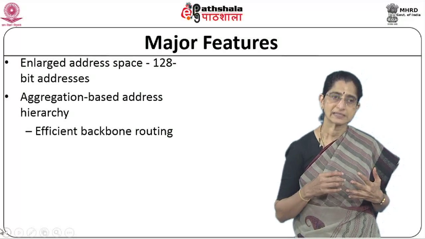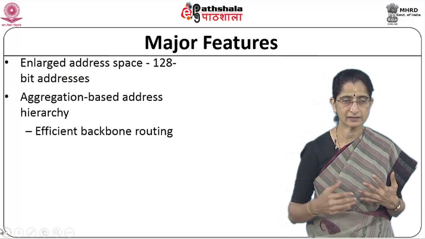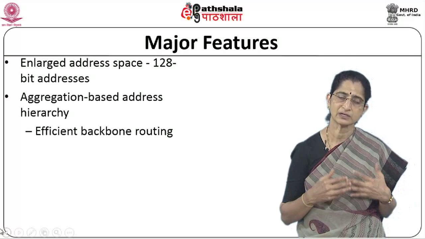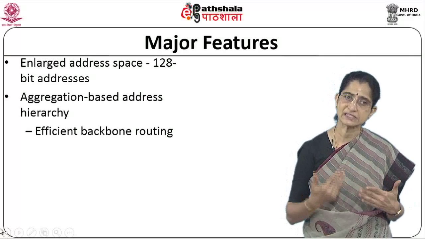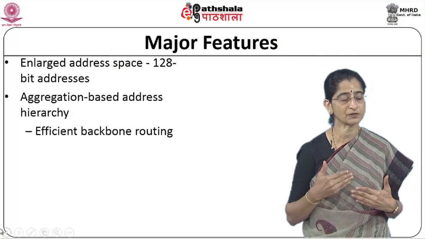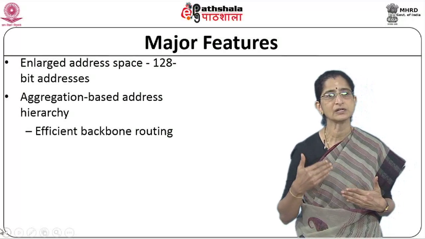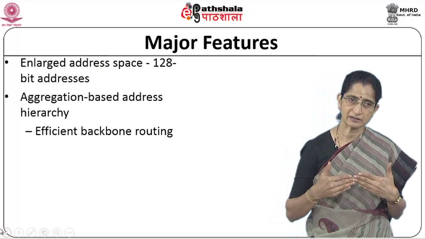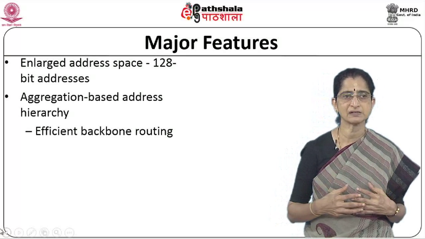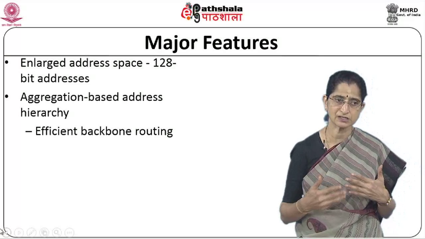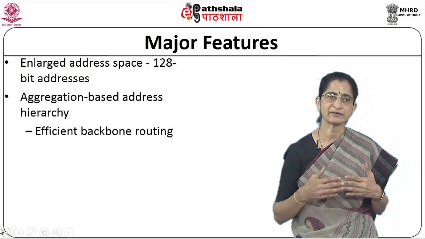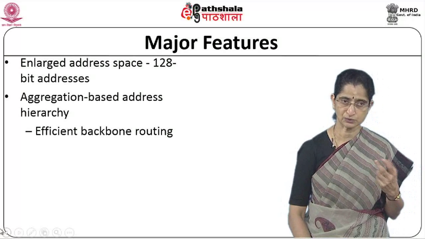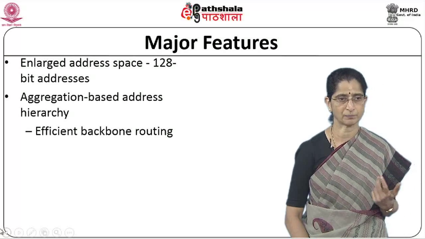Second, the address hierarchy uses an aggregation based mechanism. The way the addresses are laid out, it becomes easy to do the aggregation. We remember that we had seen something like this when we talked about CIDR addressing in IPv4. The same idea has been extended, and the addressing mechanism itself has been designed in such a manner that it becomes easy to do aggregation, and therefore the backbone routing will also become more efficient. This has been incorporated in IPv6.